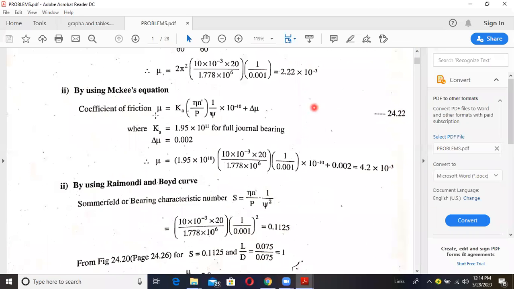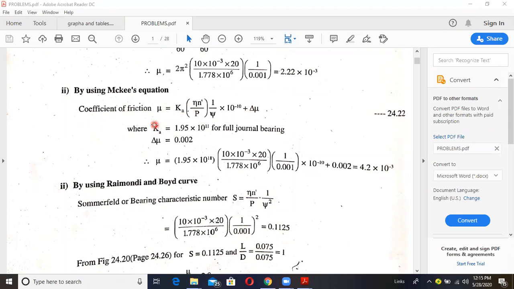So we know the formula. Coefficient of friction based upon the McKee's equation: mu is equal to Ka into eta n dash by P, n dash by P into 1 by xi into 10 to the power of minus 10 plus delta mu. So this is the formula we are going to use to calculate mu based upon the McKee's equation. Here there are two unknowns: one is Ka and another one is delta mu.